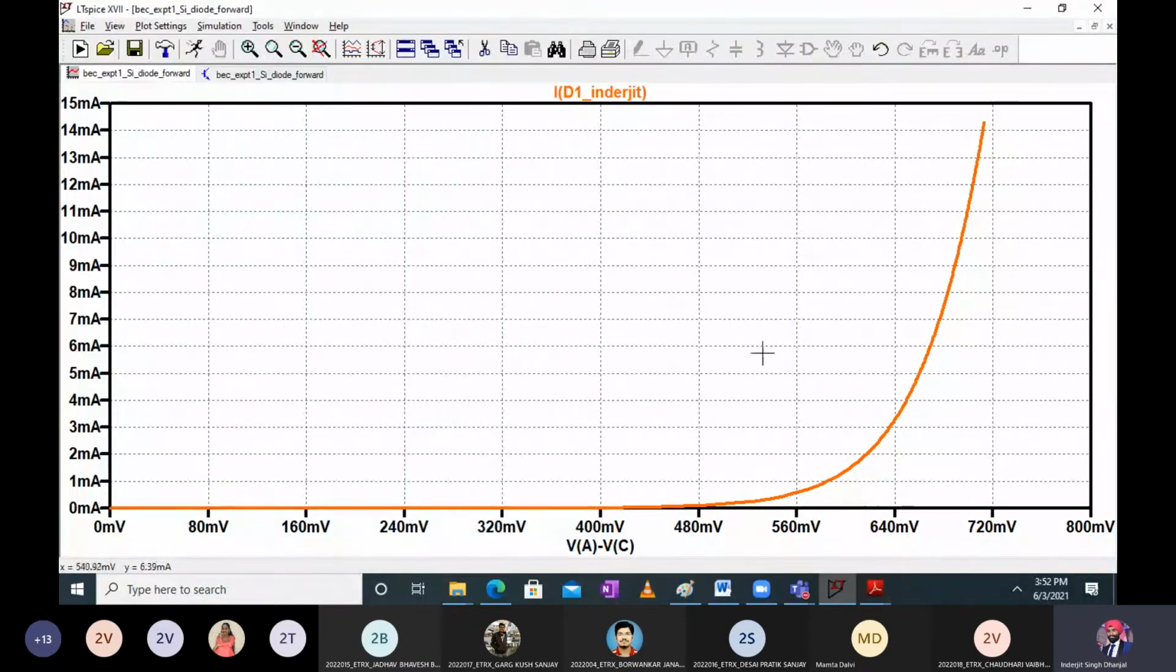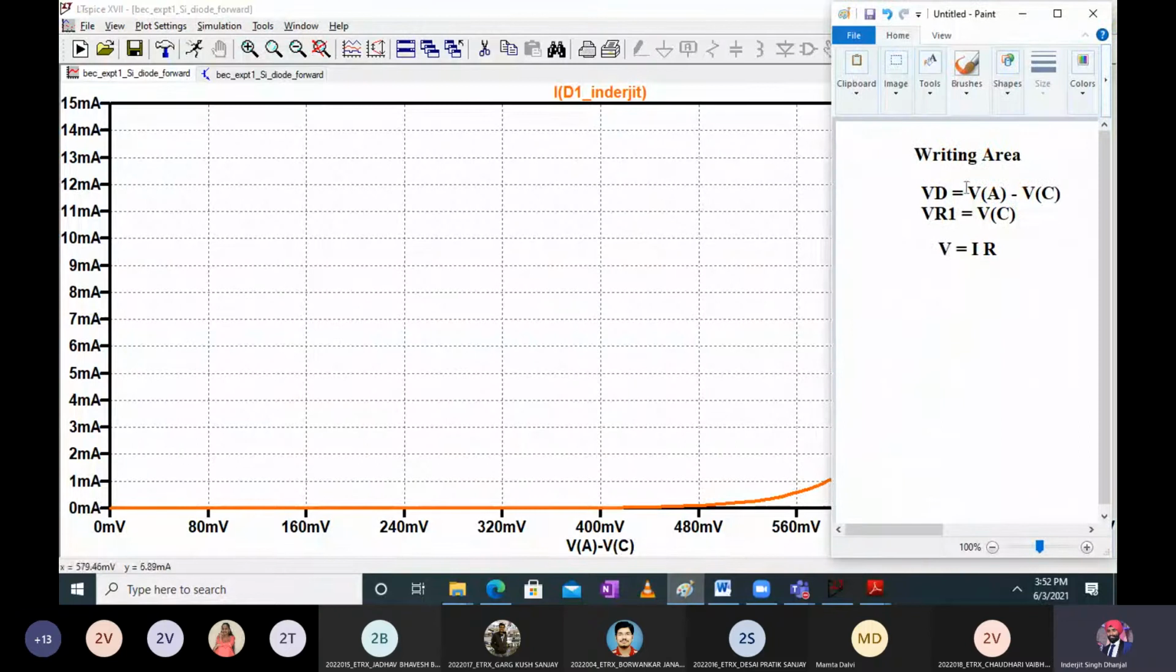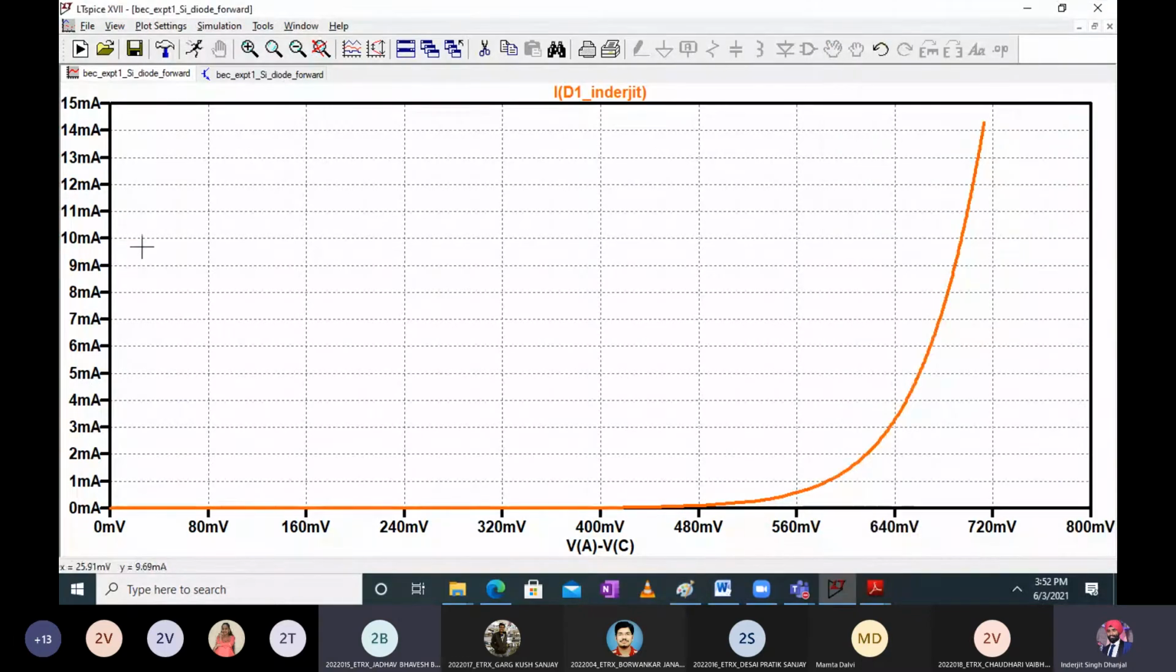So this is the real graph of VD versus ID. Did you get the idea? Everyone, the diode voltage is VA minus VC. So the x-axis is the diode voltage and the y-axis is the current. Everyone got this? Anyone has any doubt in this? No, sir, got it. Excellent. I'll wait for 30 seconds more so that all of you can complete this.